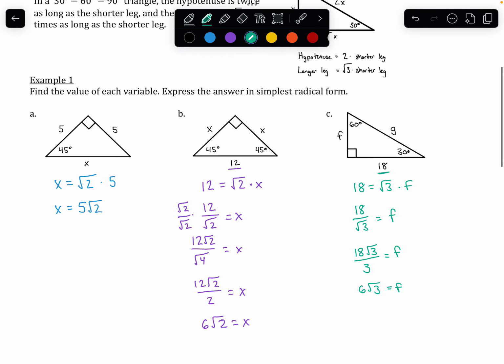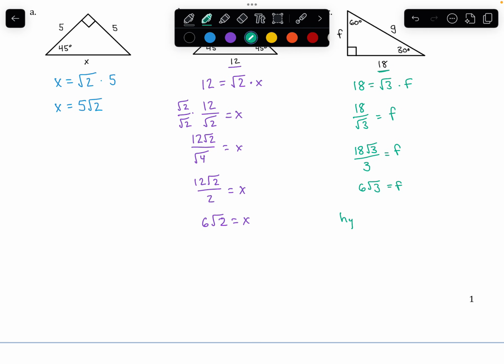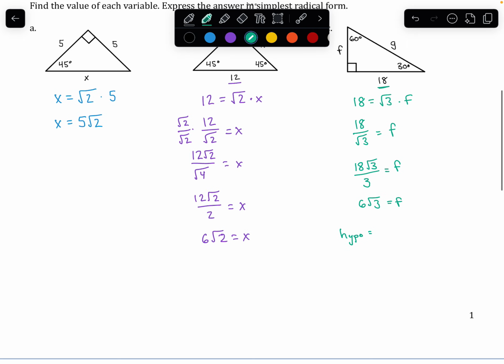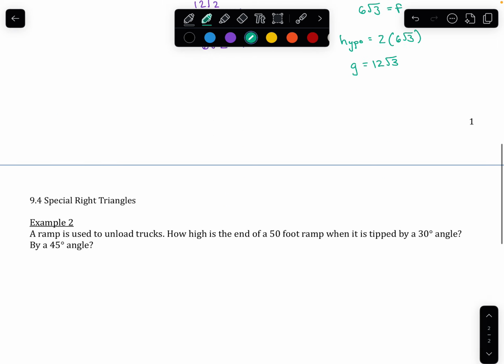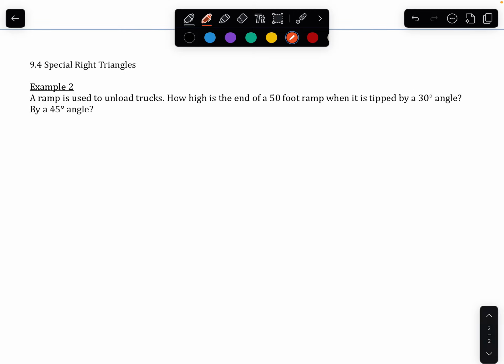Now I want to figure out my hypotenuse. My hypotenuse equals 2 times my short leg. So 2 times 6 square root 3. So g equals 2 times 6 is 12 square root 3. There's my answer. So I have my hypotenuse of 12 square root 3, and I have my short leg of 6 square root 3. Now, let's move on to a word problem.